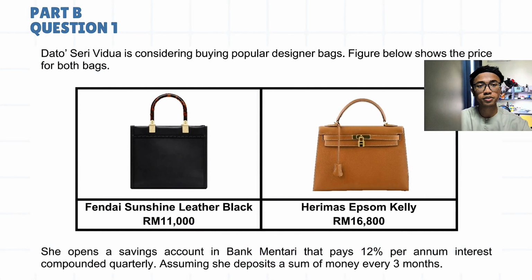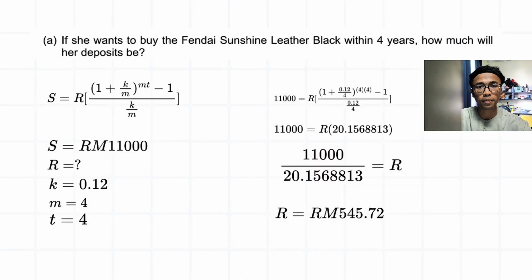Okay, so let's do part B, question 1. For this question, Datuk Sri Vida wants to buy one of two designer bags. To save money for the bag, she deposits a fixed amount every 3 months into a savings account that pays 12% interest per year, compounded quarterly. For part A, we want to find how much she should deposit every 3 months to save 11,000 ringgit in 4 years for the Fender Sunshine leather black bag.